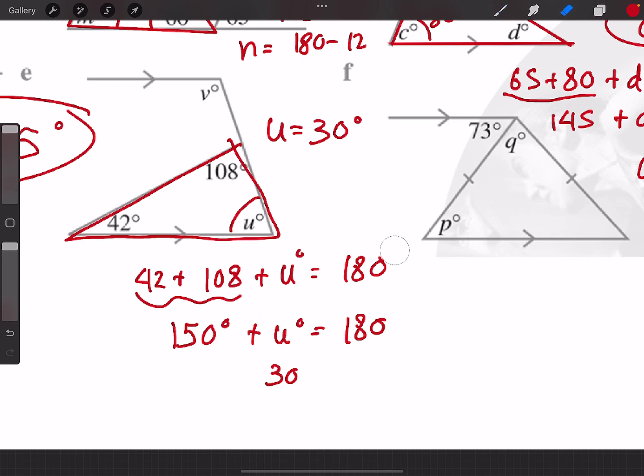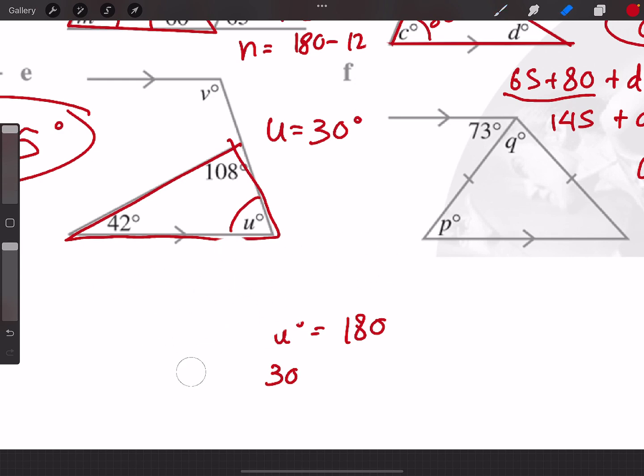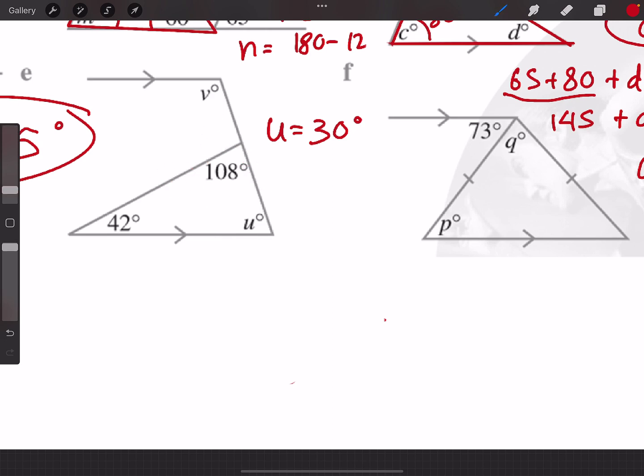Now, how do we find angle V? There's only one last angle here left. So we know this one is 30 degrees. Now angle V, you got two parallel lines here.